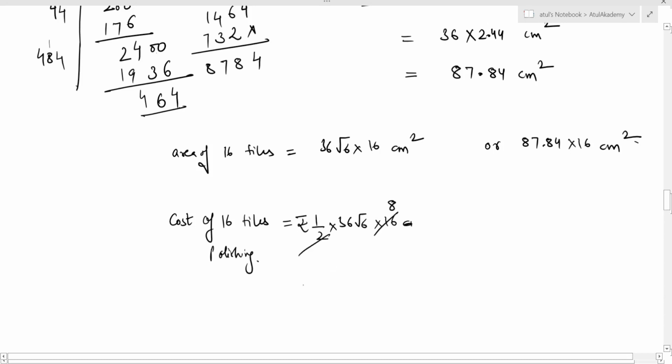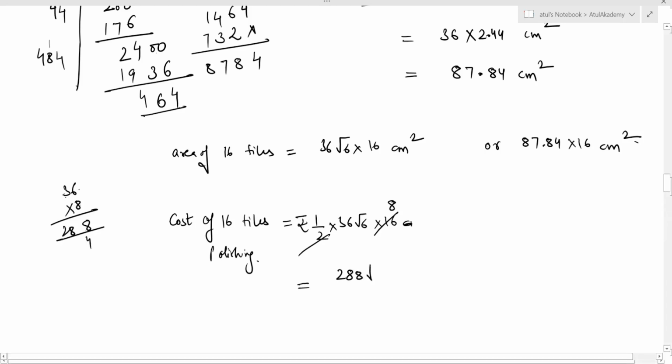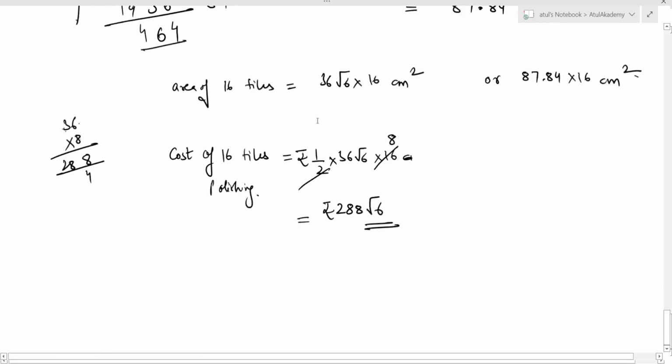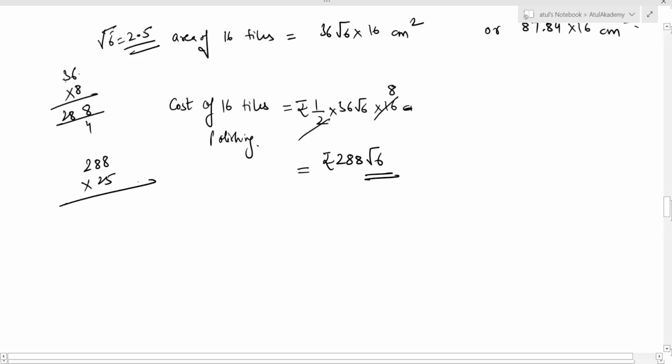It makes the calculation easy. 36 into 8 is how much? You multiply that first. So 8 sixes are 48, 4 carry over. 8 threes are 24 plus 4, 28. So it's either 288 root 6 rupees, or you multiply with this root 6 value. You will get the answer much earlier. Yeah, root 6 was 2.44. So 288, you can either take root 6 as 2.5 also if you take one place only, and multiply it by 25. Okay, that is the easier way to do.